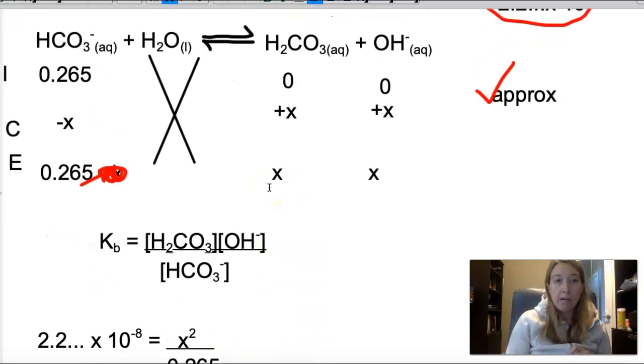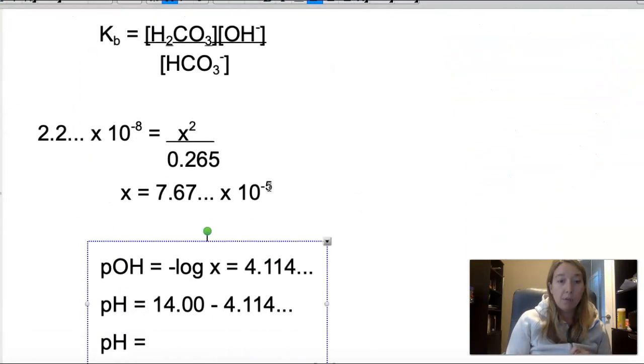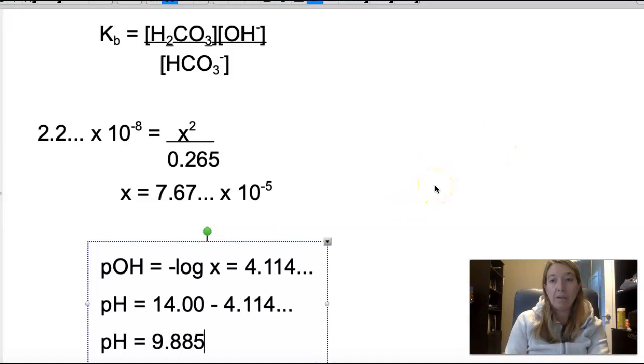And we're going to come up with the fact that the pH is equal to... significant digits. What do we have? 3. So 3 numbers after the decimal. So 9.885 is going to be our pH.